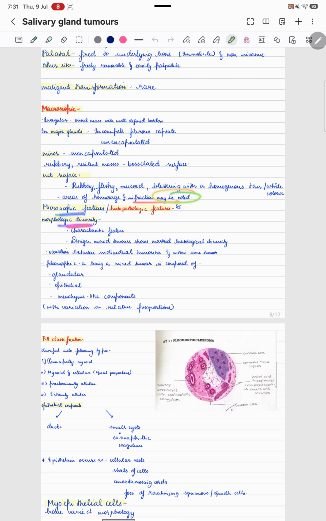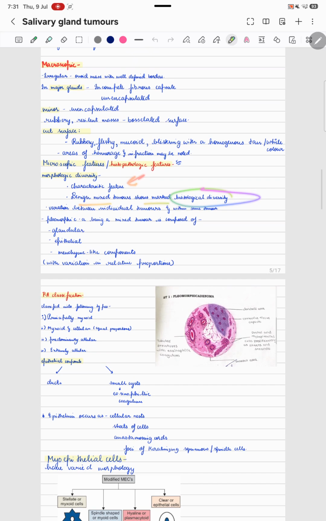Microscopically, morphological diversity is the characteristic feature. Benign mixed tumors show marked histological diversity, with variation between individual tumors within the same tumor. Pleomorphic adenoma, being a mixed tumor, is composed of glandular, epithelial, and mesenchymal-like components.